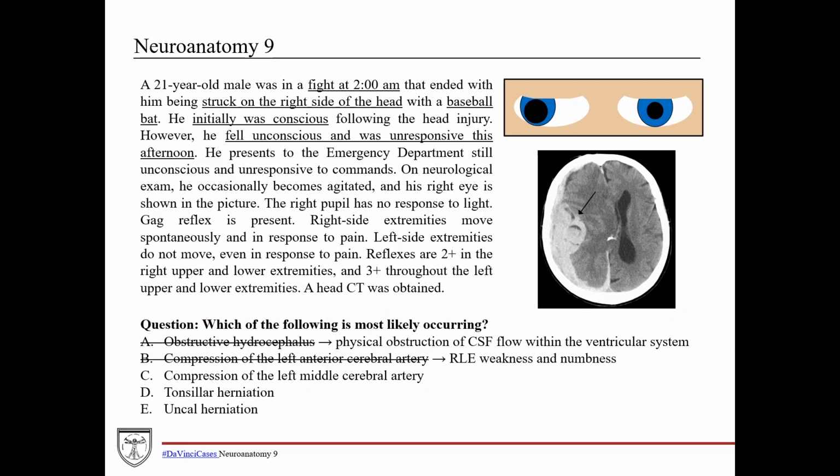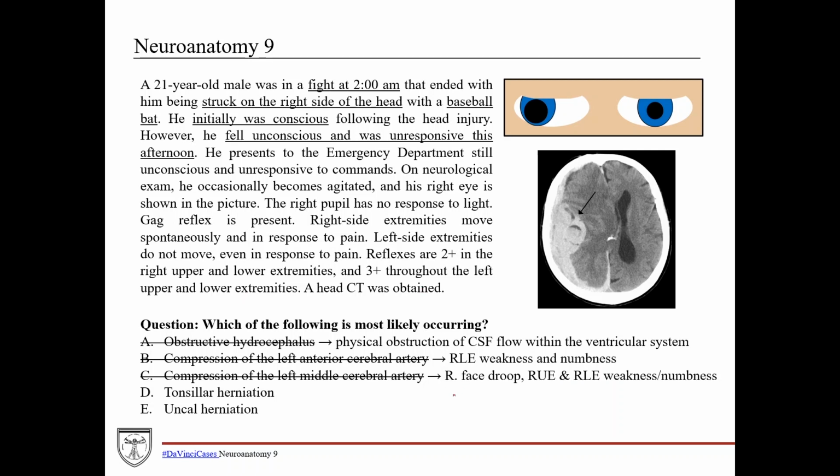Compression of the left anterior cerebral artery. So again, remember we talked about this with the subfalcine herniation. You can see compression of the anterior cerebral artery. The thing here is that, one, the symptoms don't correspond because you'd see more so lower extremity weakness and numbness. And with our patient, you see significant paralysis of both upper and lower extremities as well.